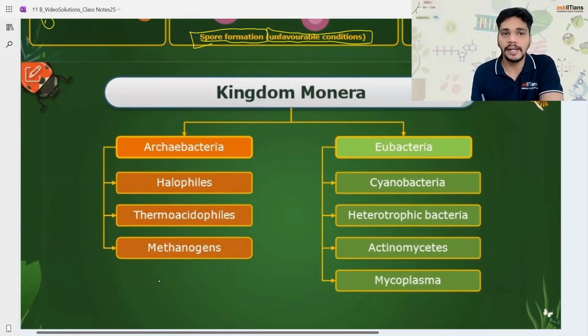So we have Archaebacteria, then we have halo. See, in Archaebacteria, we have halophiles. Say halophiles? No, this is not halo. Halo means what? Yes, salty conditions. Salty conditions, yes.